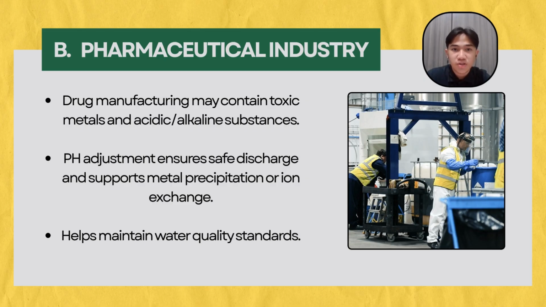The pharmaceutical industry showcases chemical treatment's versatility through its complex waste challenges. Manufacturing generates highly acidic or alkaline waste containing toxic metals and organic compounds. Treatment follows three critical steps. First, pH neutralization using sulfuric acid or sodium hydroxide to correct extreme pH levels from synthesis and cleaning operations. Second, precipitation. It removes heavy metals by converting them into filterable solid particles.